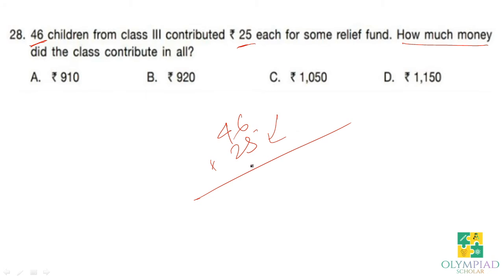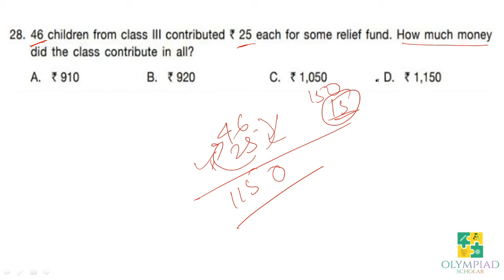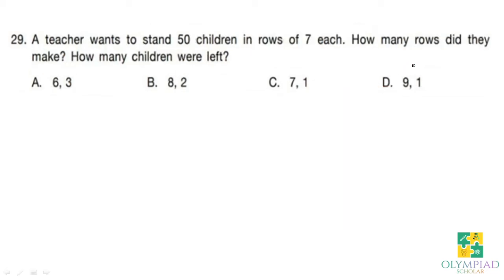If you don't know, then you can perform a two-line multiplication, but I suggest doing it at once so that you can manage the time. Okay, 25 times 6 is 150, so I'll write 15 here and 0 here. 25 times 4 is 100, plus 15, this is 115, so 1150. Okay, so D is our answer.